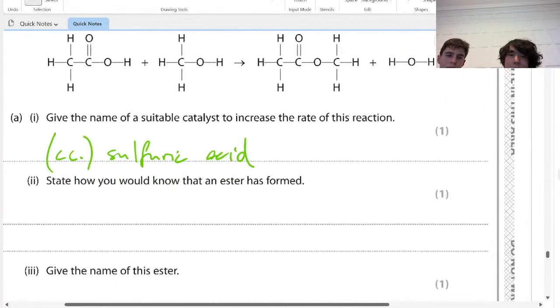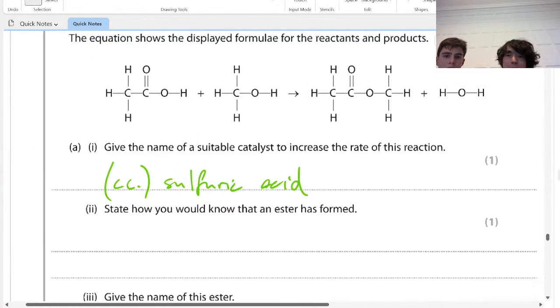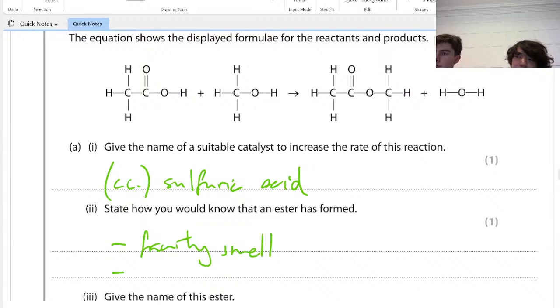Explain how you know that an ester is formed. As we went through before, fruity smell or oily drops. It goes for fruity smell here, and also accepts oily drops.